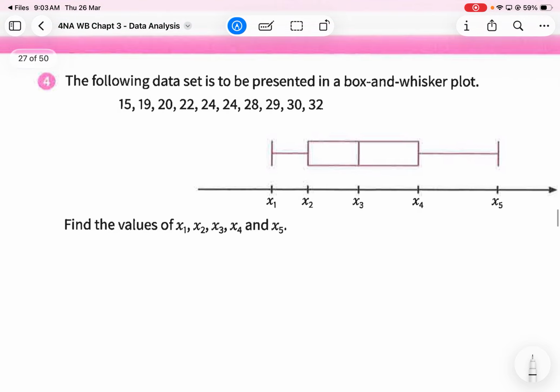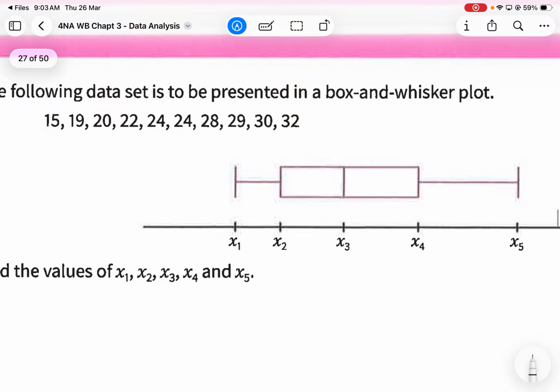This time they give you the data in terms of numbers. The data are 15, 19, 20, 22, 24, 24, 28, 29, 30, 32. Then for this set of data, they want the minimum, the maximum, the Q1, the Q2, the Q3. So you have to go from this set of data, find out the minimum, the maximum, the Q1, Q2, Q3, then you will be able to fill in your X1, X2, X3, X4, X5.